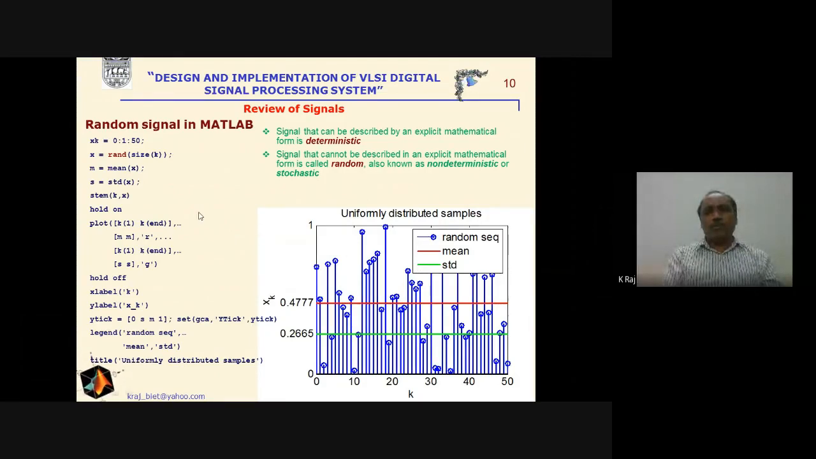For the plotting purpose, we have to utilize hold on, and then we will generate these functions, standard deviation, mean, and then we will write hold off. After that, we write what has to be on the X label, what has to be on the Y label, and then we write the legend and the title, and we can generate this function. So this is the function that has been generated using the rand command, that is the random command.